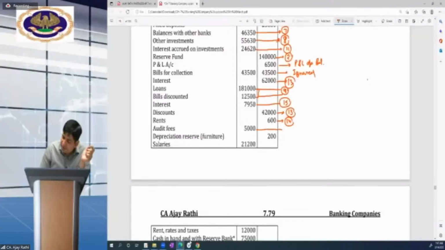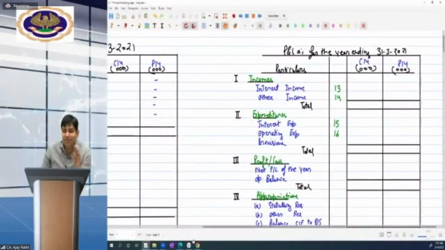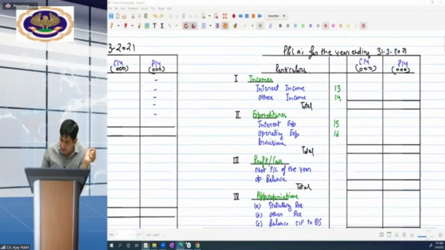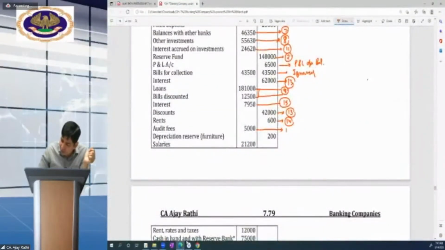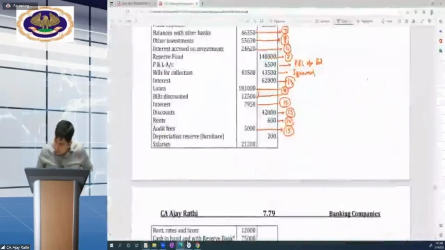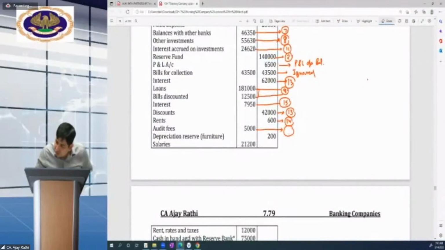Next one. Audit fees. Beta, where will you mention? Can you please tell me? Sir, interest expense. It is not the interest expense. Okay. It is not the interest expense, it is an operating expense. Other than interest, schedule number 16. Schedule number 16.